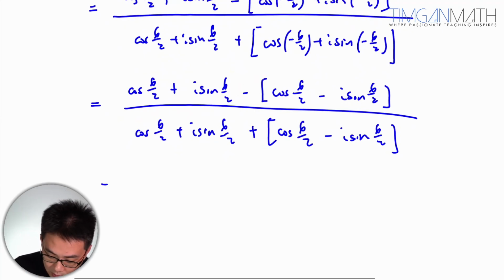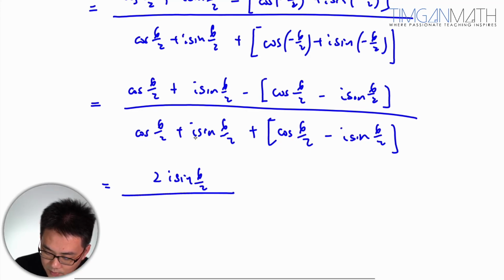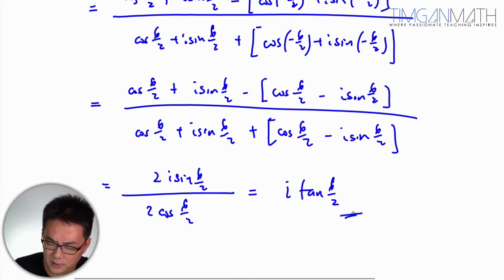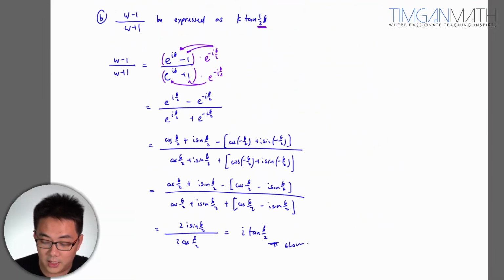So the numerator will be 2i sin(θ/2). The one below would just be 2 cos(θ/2). And this will just be i tan(θ/2). Okay, shown. Yeah, k is equal to 1.